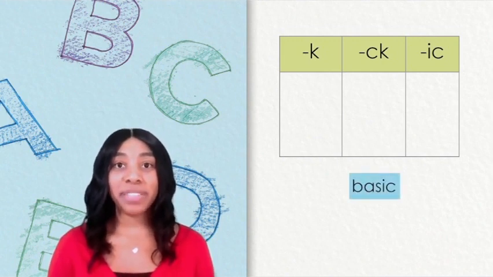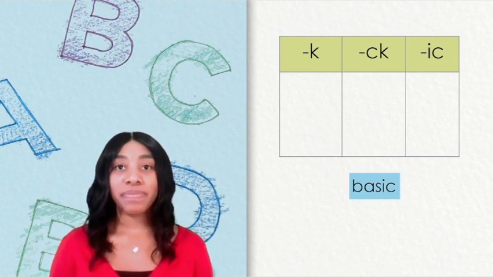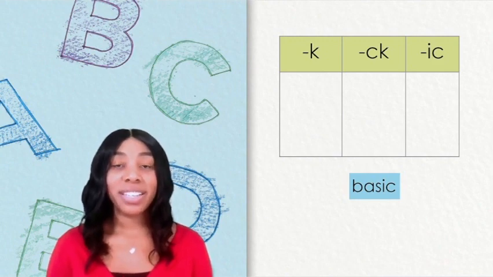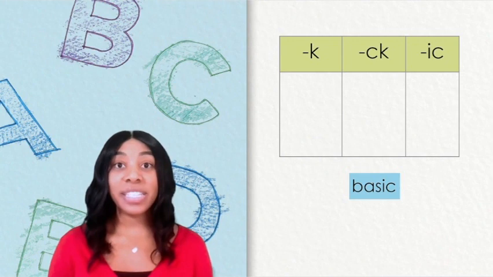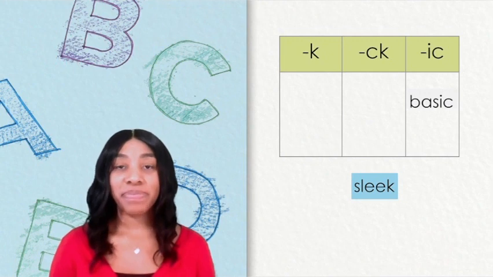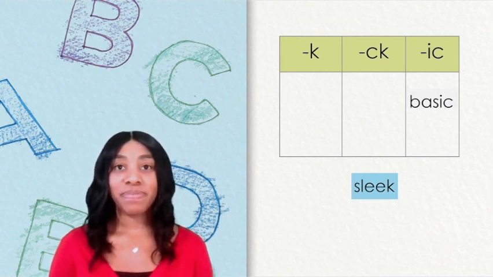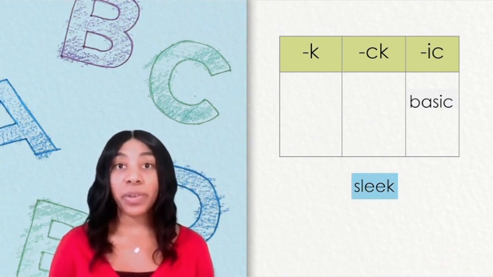How do you pronounce this word? Basic. Which column does the word basic belong in? We hear the k sound at the end of basic, and it is spelled IC. Let's try another. What is this word? Sleek. Which column does the word sleek belong in? We also hear the k sound at the end of this word, and it is spelled with a K.